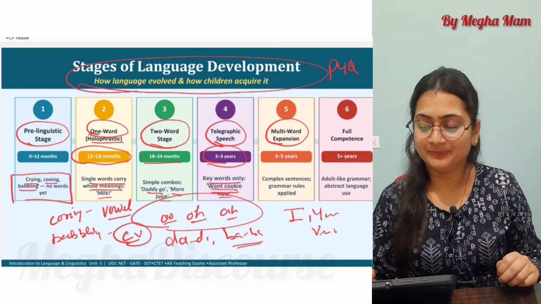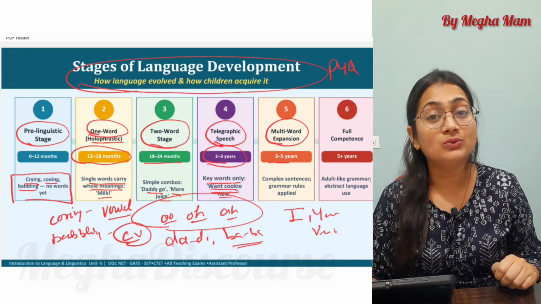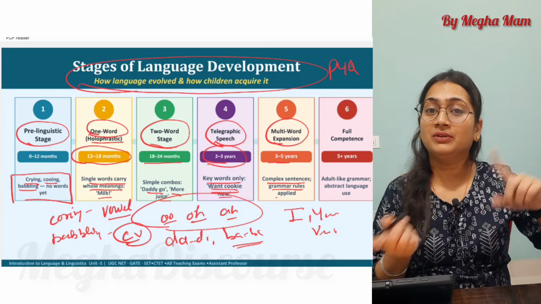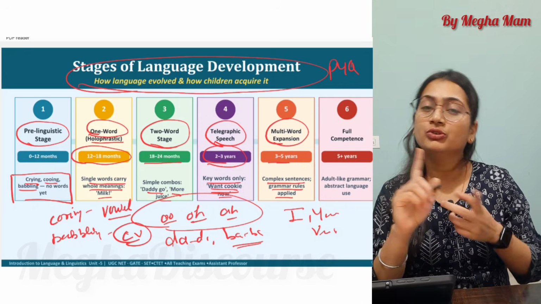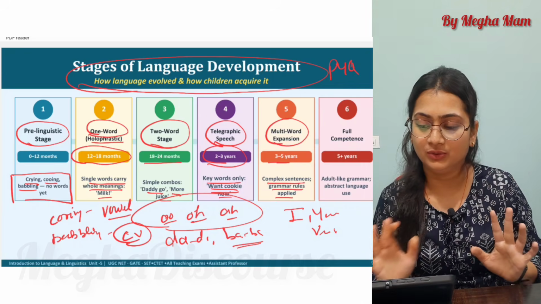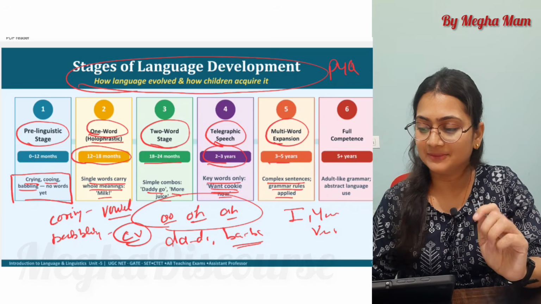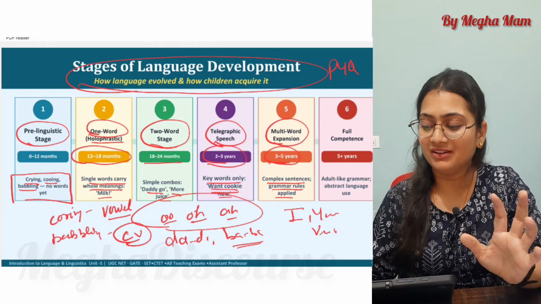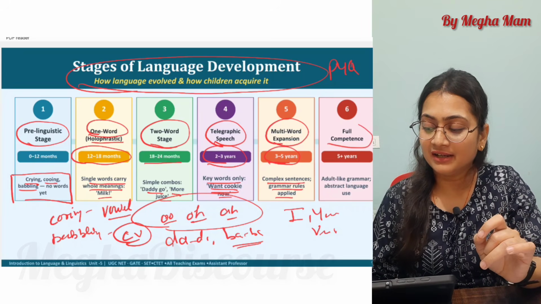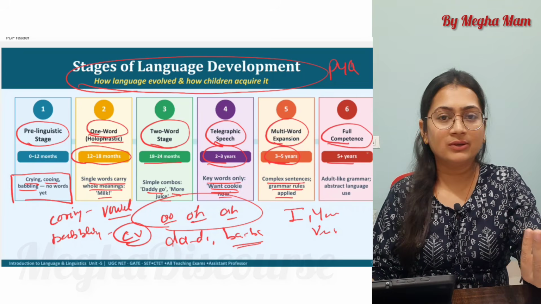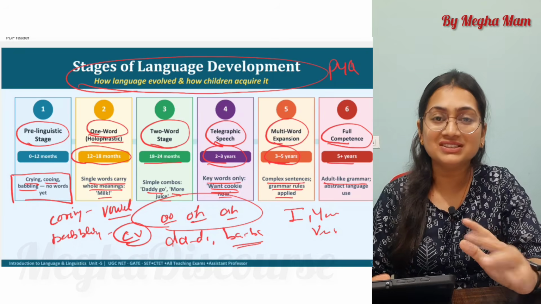3 to 5 years: complex sentences. Now they can use grammar rules. They can use past form, present form, future form. They can express their ideas very well. You know very well a 3 to 5 year old child can express his ideas. Then we have full competence. Full competence means 5+ years. They have adult-like grammar. Now like us. So these are the stages.